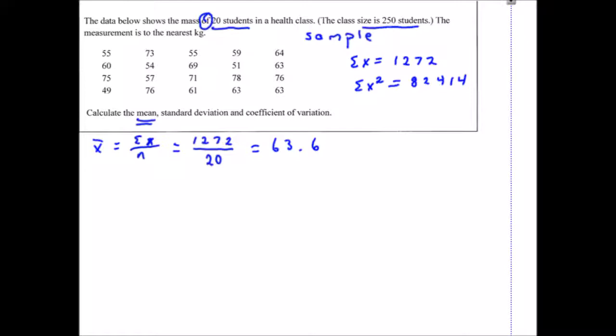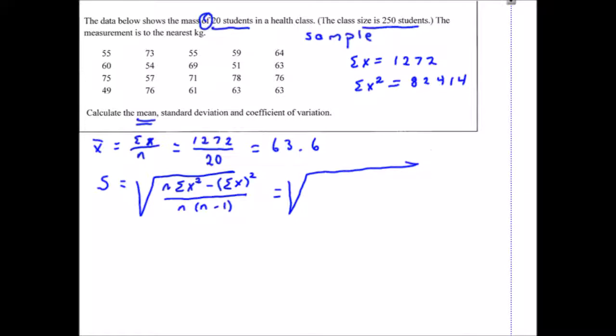The standard deviation is now the s rather than the sigma because it's sample data. The formula is very similar. The numerator is exactly the same: n times the sum of the x's squared minus the sum of the x's quantity squared, all of that over n times n minus 1. Substituting those values in, which again, all come from the calculator.